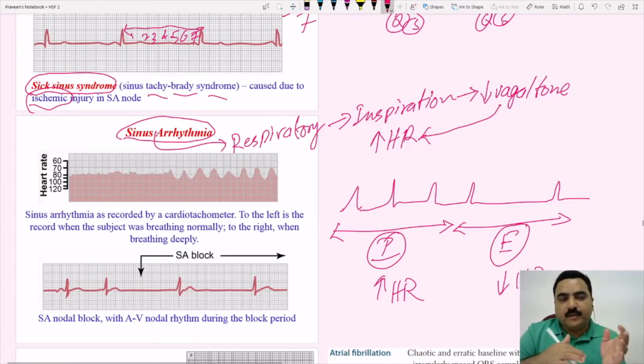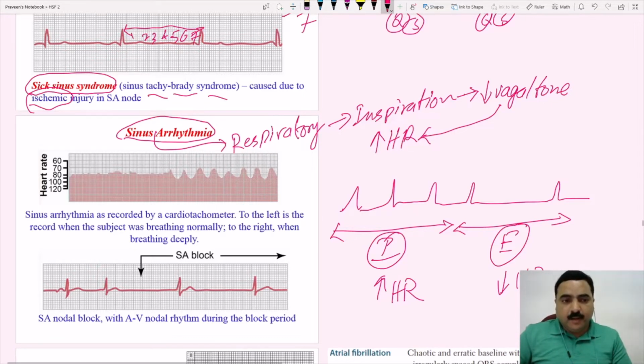So that is how you can distinguish this from sinus tachybrady syndrome or the sick sinus syndrome, when there is an ischemia. In those conditions, what will happen? It will go beyond the normal limit. Okay, so that is the problem over here.